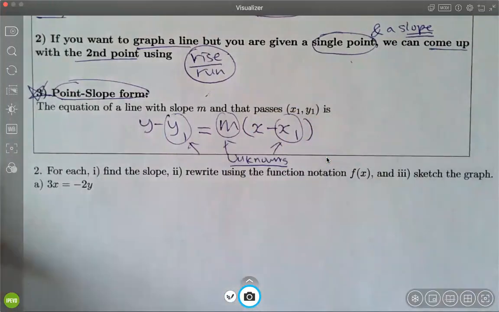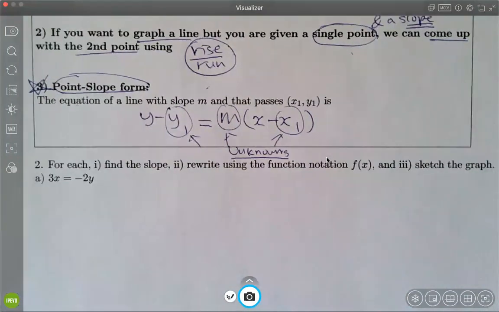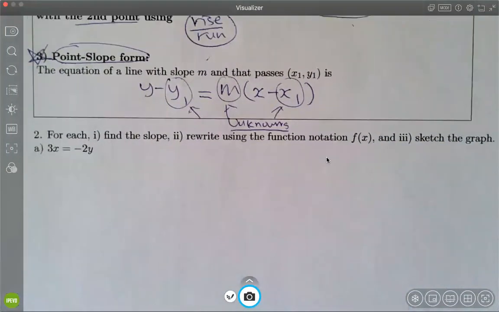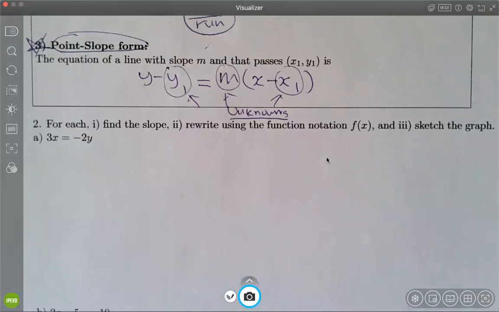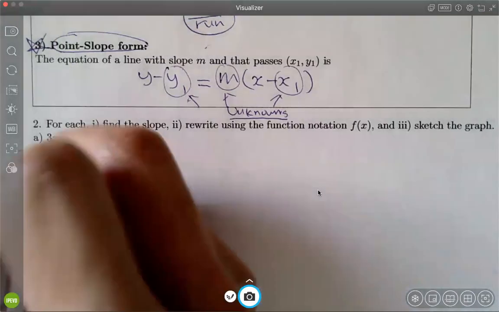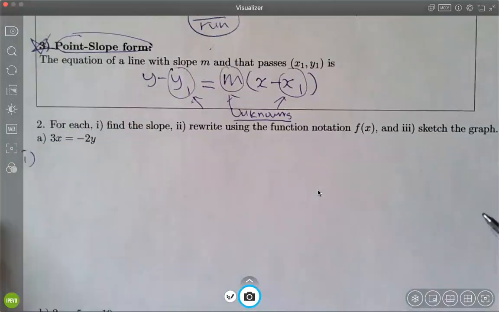Anyways, so now let's look at the next two problems. For each, find the slope, and rewrite using the function notation f of x, and then sketch the graph. Okay, so now let's start with part one. Find the slope. So what do we have to do here?